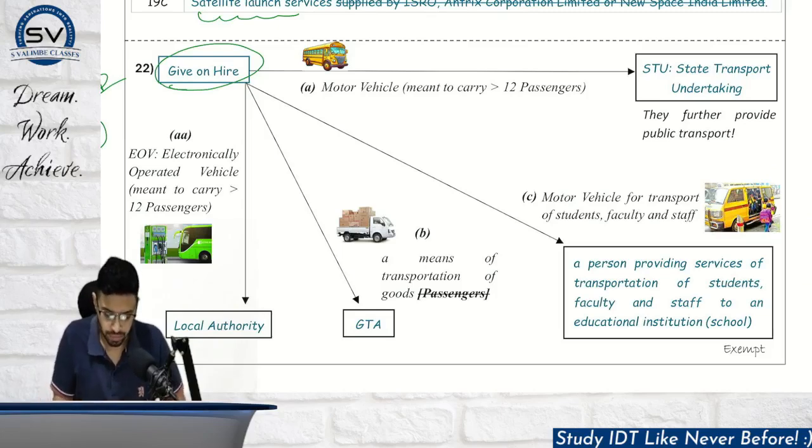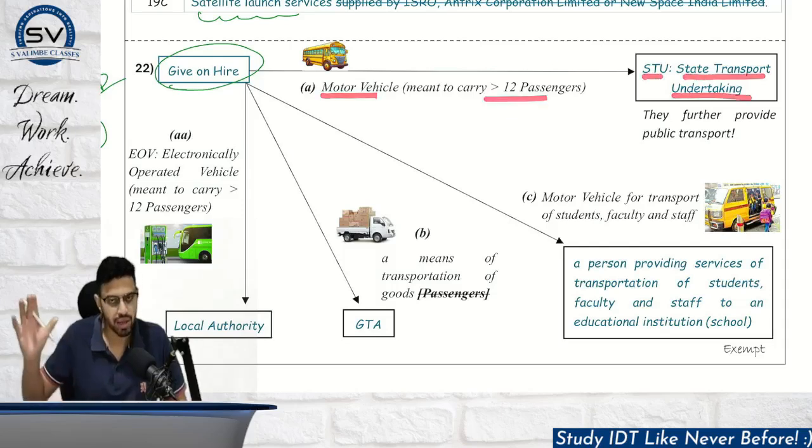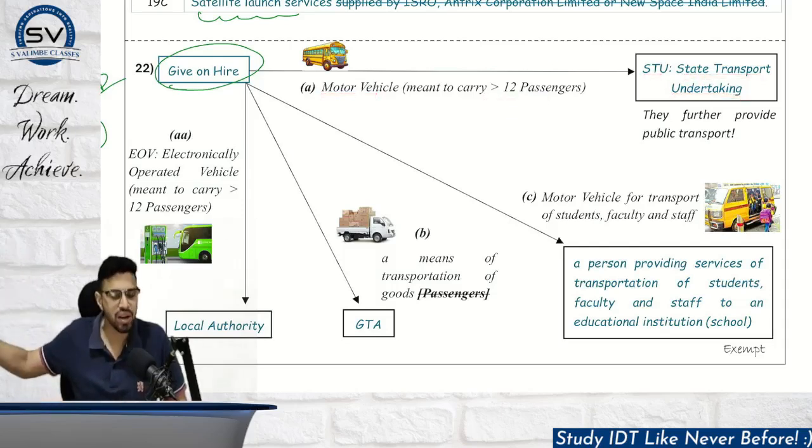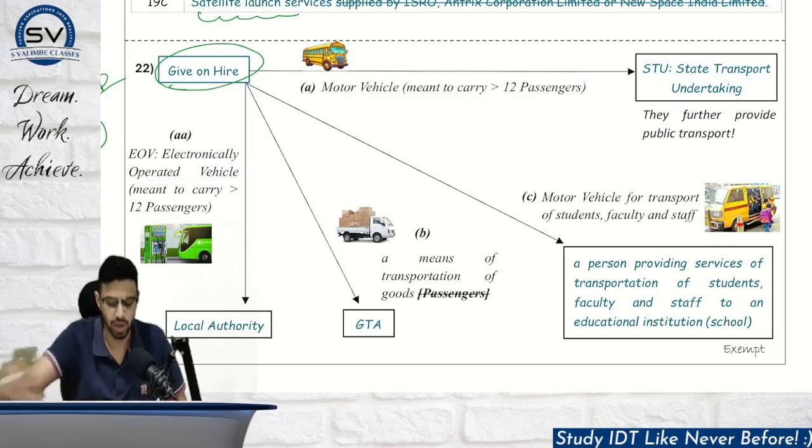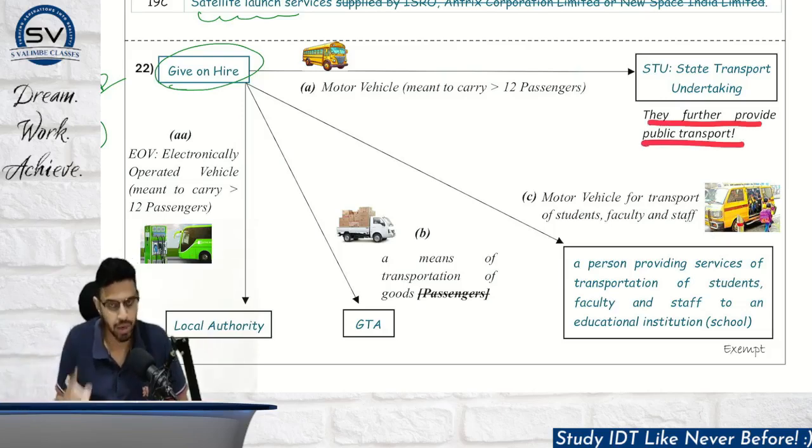So case number 1, we are giving a motor vehicle on rent to STU, that is a state transport undertaking. State transport undertaking means the government related undertaking which is providing transportation service to the local people. Local people means the native people of that particular state. So they further provide public transportation.